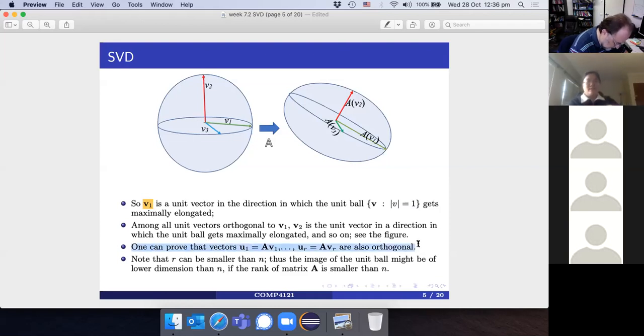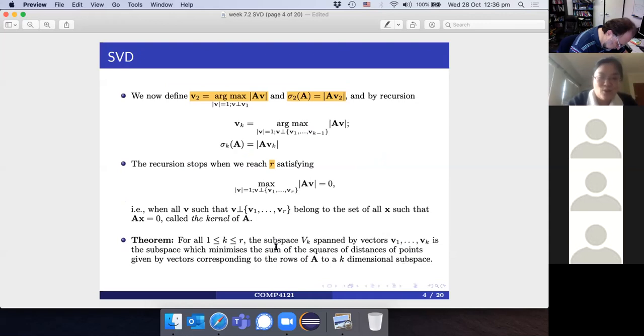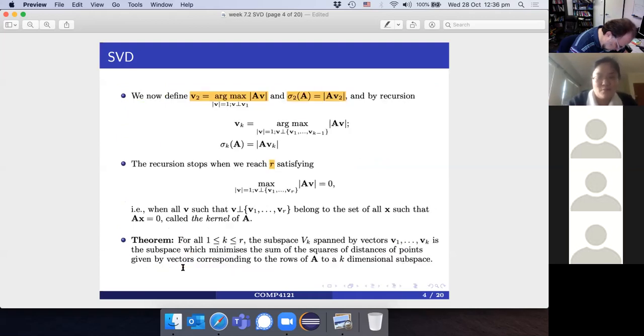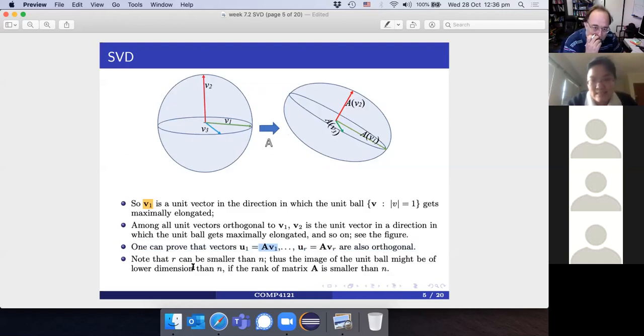For this conclusion, you can also prove that for vectors u1, u2 till ur, u1 is A times v1. If you take a look at the definition of u1 and the definition of singular value sigma 1, sigma 1 is the length of Av1, and u1 is the vector A times v1. Later on, we will talk about the relationship between u1 and v1. Actually, you can see the relationship here.